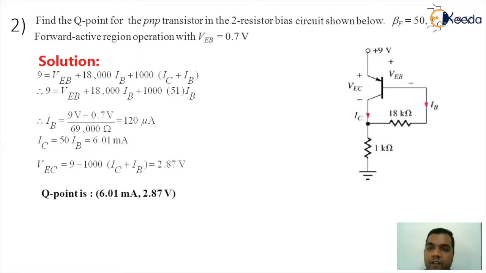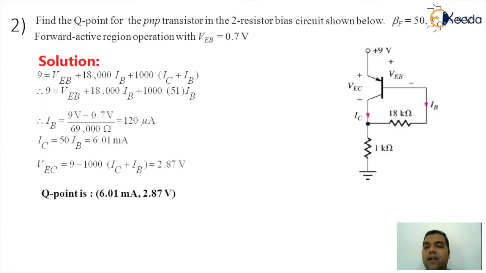If you observe carefully, it's a PNP transistor with the emitter terminal directly connected to 9 volt. The collector is connected through an 18 kilo ohm element to the base, and there is a 1 kilo ohm resistance from collector to ground. So what we need to do is go for a simple KVL equation for the input path, which will consider the impact of 9 volt, the potential VEB, the drop across the 18 kilo ohm resistance, and the drop across the 1 kilo ohm resistance.